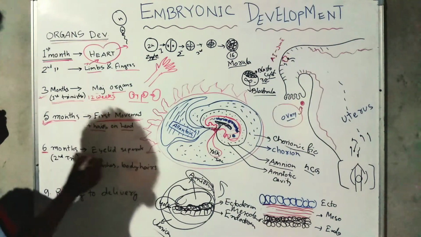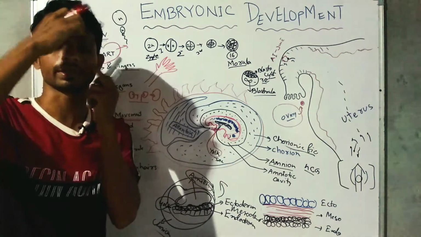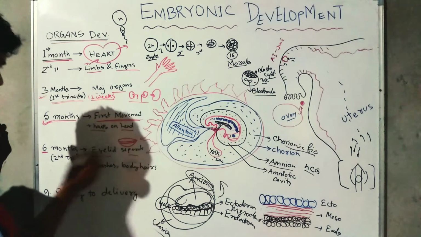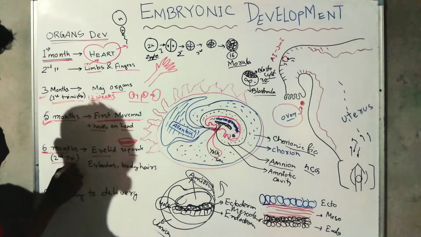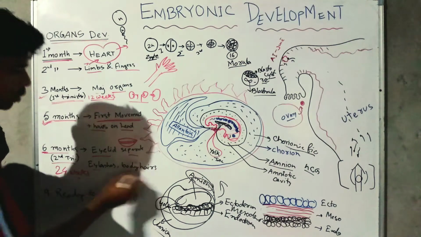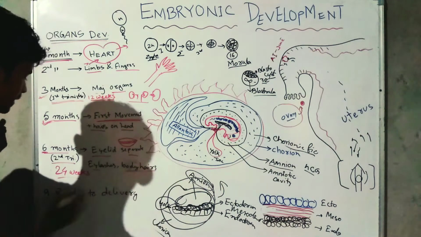Okay, 6 months: eyelids separate. At first the eyelids are closed, so the eyelids will be separated. Then 6 months is the second trimester, or it will be called 24 weeks. Eyelashes and body hairs, all the body hairs will come.